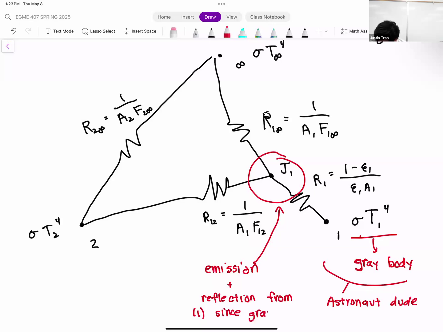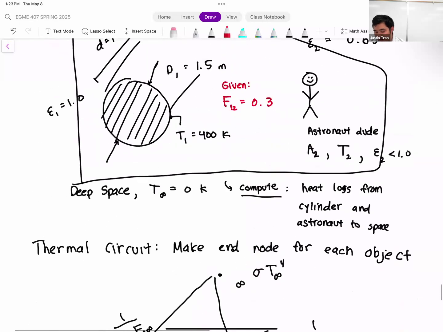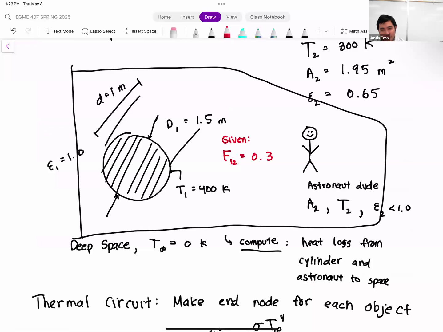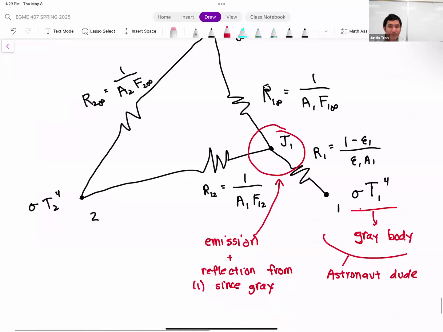Which one is surface 1 again? Is that the cylinder? Surface 1 is the astronaut. So I mixed up the numbers, unfortunately. Oh, yeah. I apologize for that. I looked in the bottom right. I thought astronaut should be number 1. So, but yeah, I apologize. I mixed up the numbers.